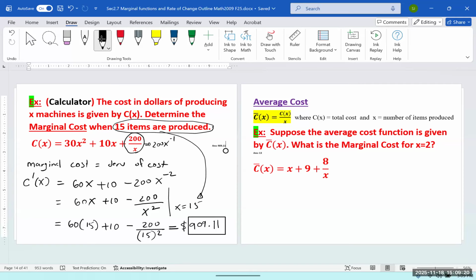Average cost, we already did that before, right? Average cost is the cost divided by how many items you have. So average cost is the cost function divided by x. What do you have here? Suppose the average cost function is given by this. What is the marginal cost for 2 items?